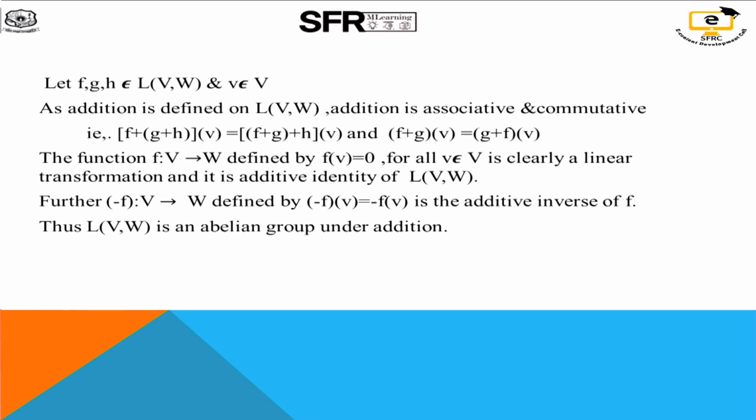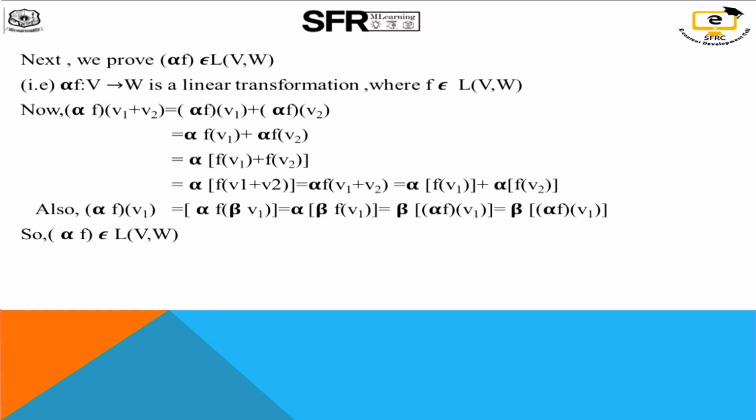Thus, we have proved that addition is closed, associative and commutative, and every element in L(V, W) has an additive identity as well as an inverse. Thus, we can say that L(V, W) is an abelian group under addition. And next we prove scalar multiplication.